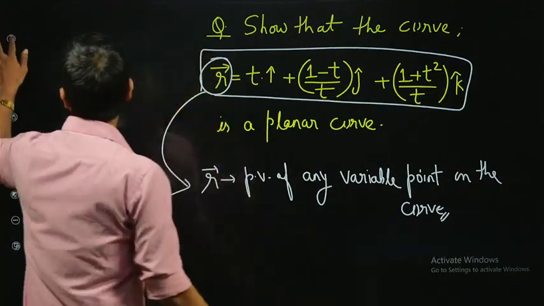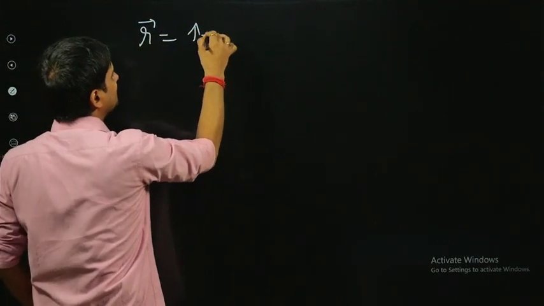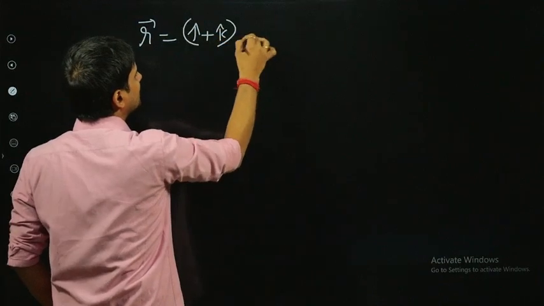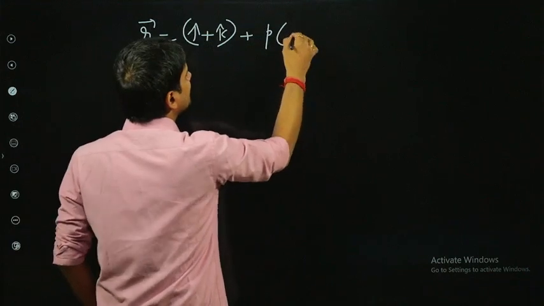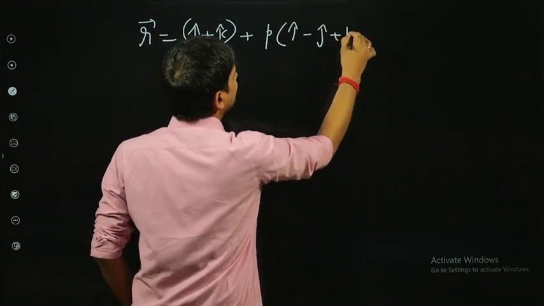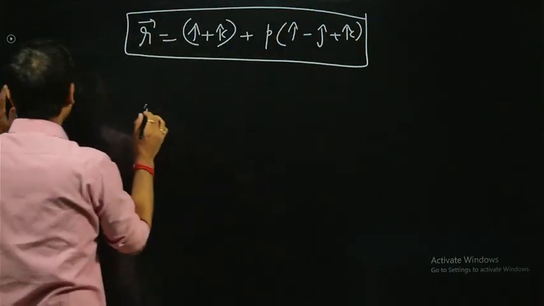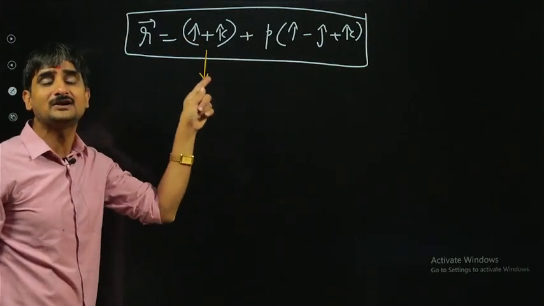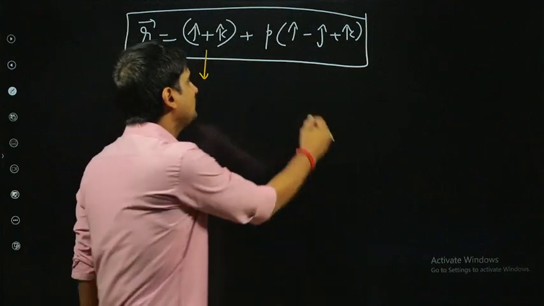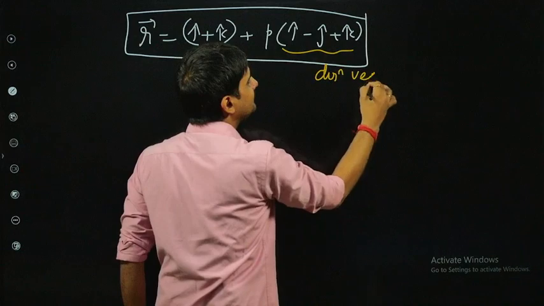For example, we all know the vector form of a line is, if I just take an example, i cap plus k cap plus some scalar times a parameter, where p is a parameter, i cap minus j cap plus k cap. Now that's the vector equation of a line. Which line? That passes through this point. This is the position vector of a fixed point and whose direction is this. So that's the direction vector. Okay, so that's the line.